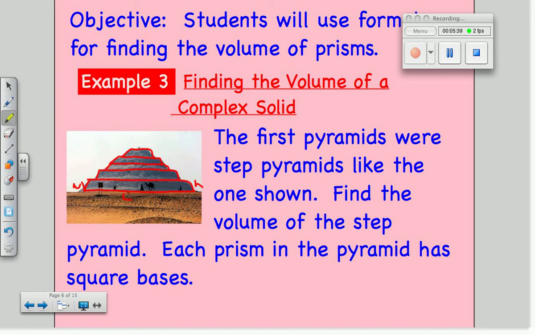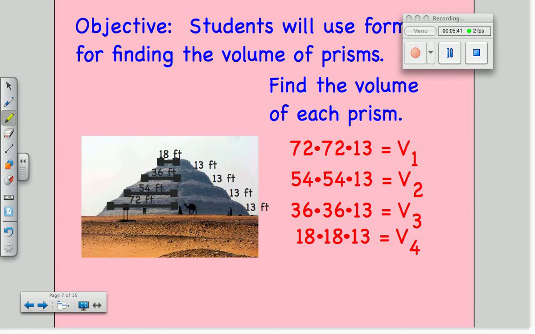Well, let's look at the next page and we'll see, okay? The only thing that's the same is the height. Everything else is different. So the height each time is 13 feet, but everything else is different.